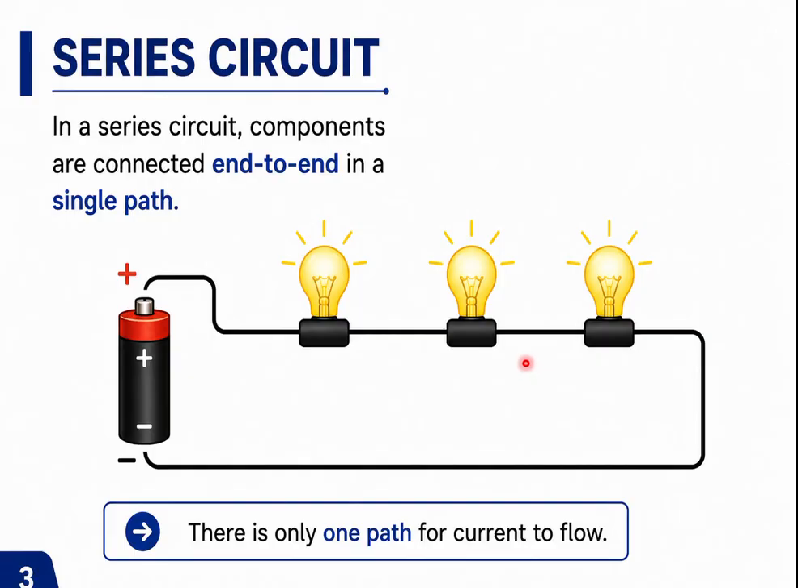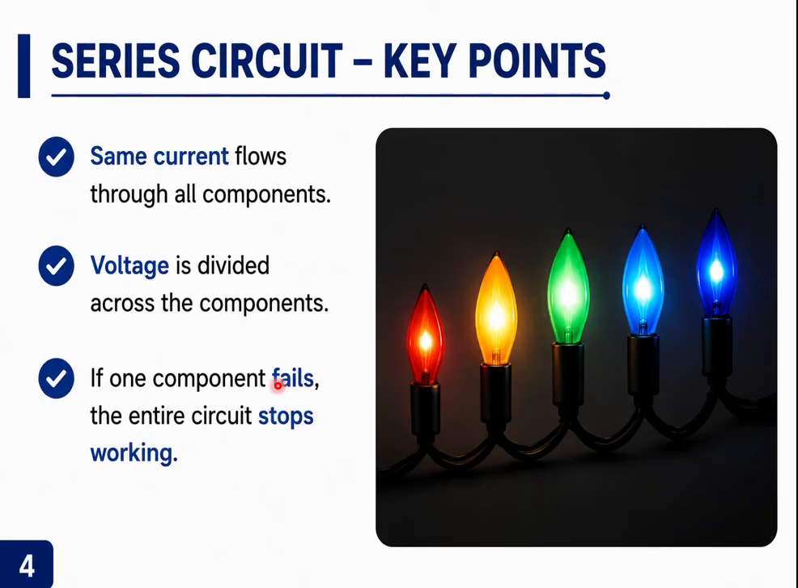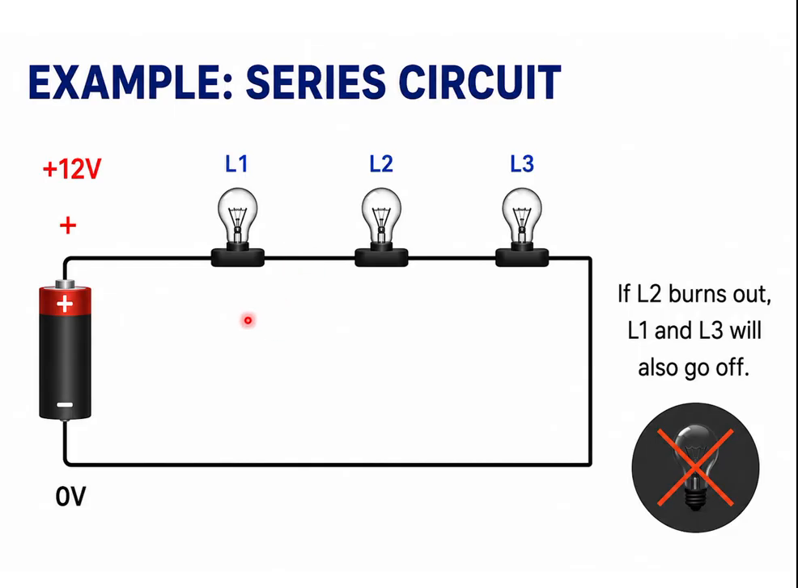The next is the series circuit. Now, in a series circuit, components are connected end to end, as you can see in this diagram, and in this case there's only one path for current to flow. Current just flows through the load. So basically that's the characteristics of a series circuit. So let's go to some key points. The same current flows through all the components. In the case of series circuits, the voltage is divided across the components, and if one component fails, the entire circuit stops working.